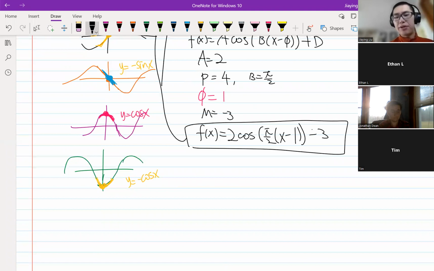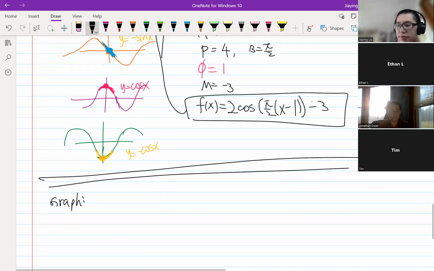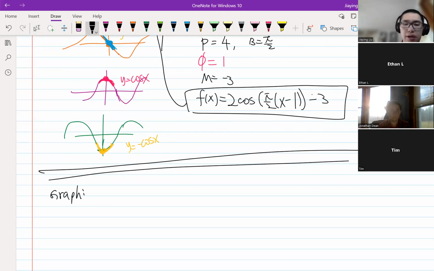All right, so the next part is we're going to take some functions and we're actually going to graph it by hand with that calculator, do our best. So we're going to graph the following examples. The first one we're going to graph is f of x equals -2 sine 5x.